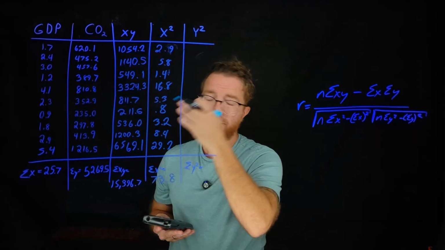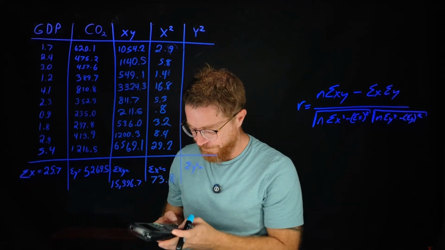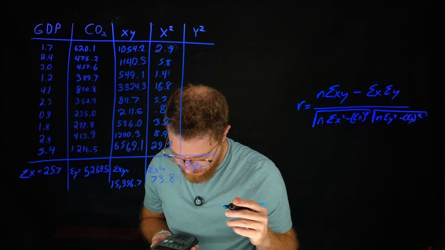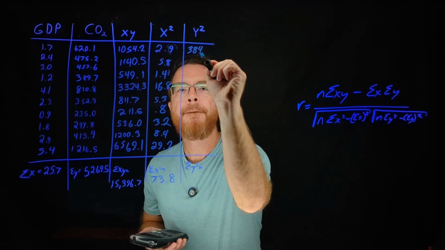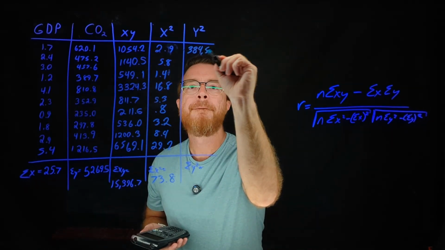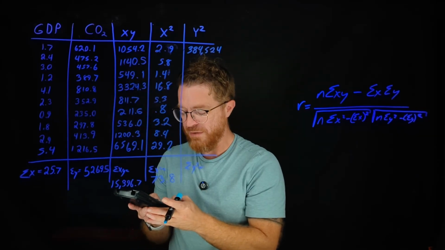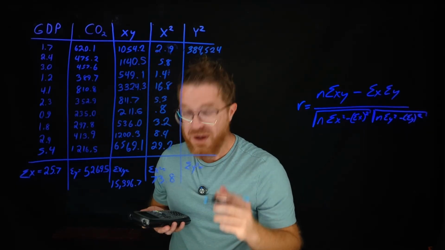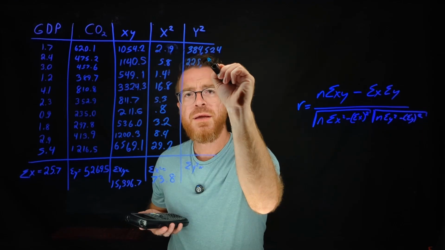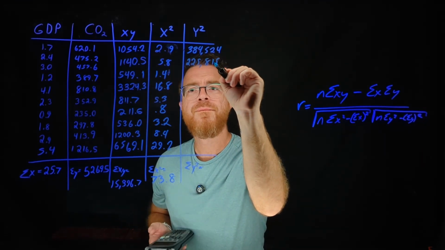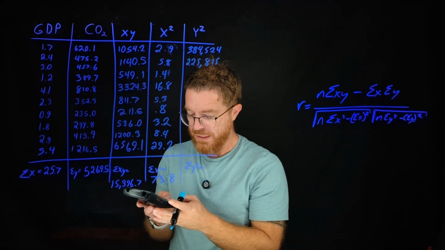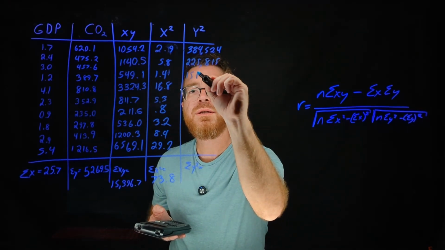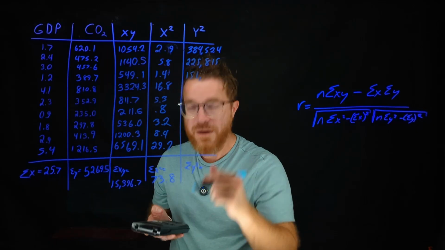Now we're going to square the y values. 620.1 squared is going to give us 384,524. 475.2 squared is going to give us 225,815. 389.7 squared is going to give us 151,866.